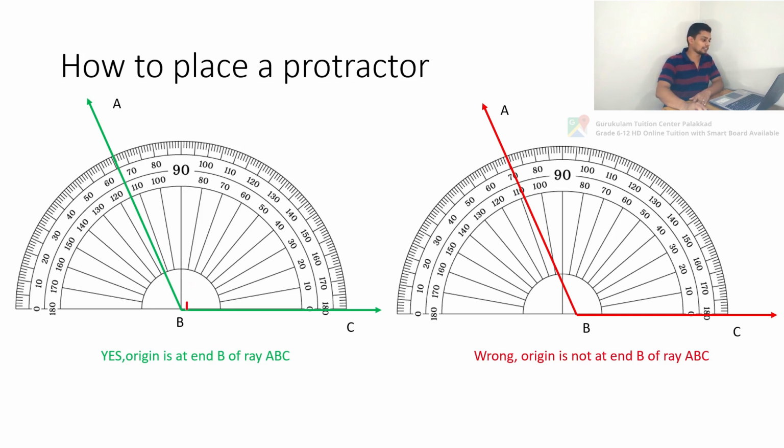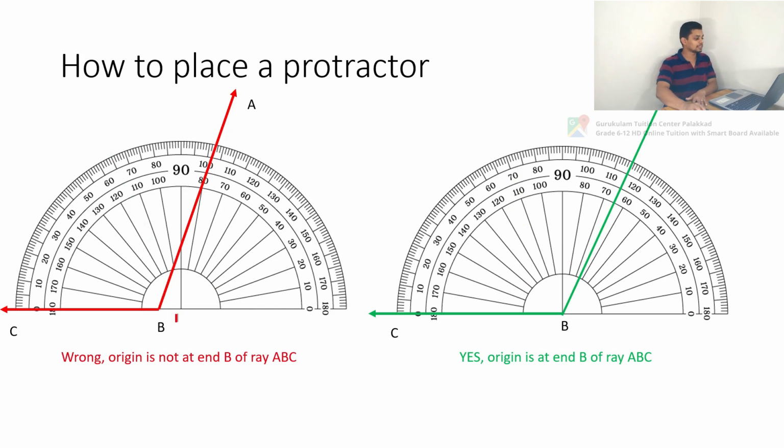This is the correct way, because point B and the center of the protractor, the origin, are overlapping at the same position. But here, when we check, the origin is here and one end of the line segment is here, so this is wrong. Let's see another example. In this example, one end of the line segment or ray is here and the origin of the protractor is here, so this is wrong.